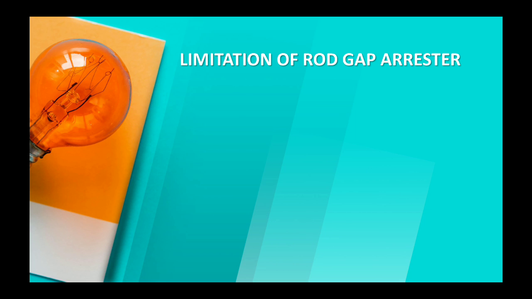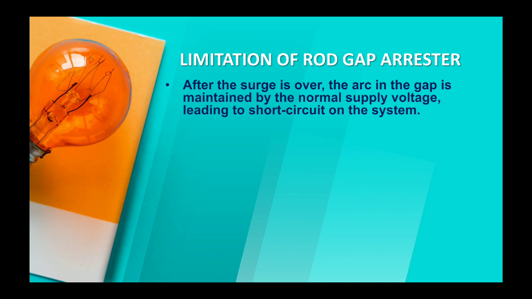Now the limitation of rod gap arrestor. After the surge is over, the arc in the gap is maintained by the normal supply voltage, leading to short circuit on the system. So what will happen? When the surge is over or when the line is healthy, the arc is not extinguished because there is no arc extinguishing medium used in the rod gap. So it is maintained by the normal supply voltage, leading to short circuit on the system.